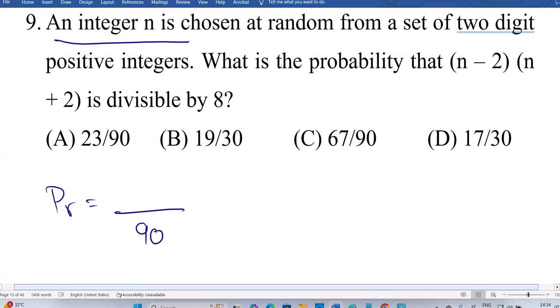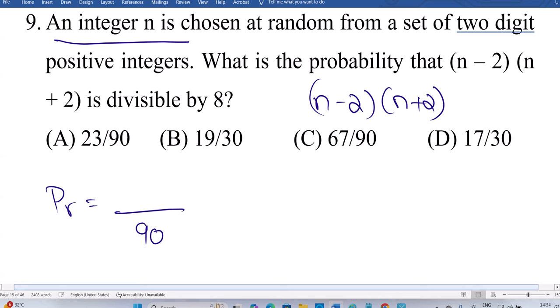Favorable out of 90, you select an integer n. That should be in such a way that (n minus 2) into (n plus 2), this product, should be divisible by 8. Right. Now, what's the first step? See, if it is an odd number, waste. Out of 90, 45 odd numbers are gone.